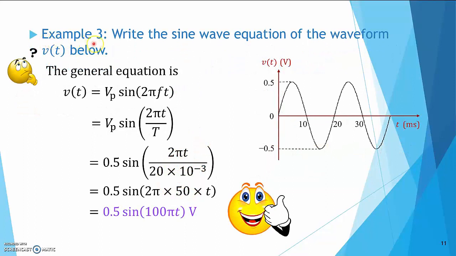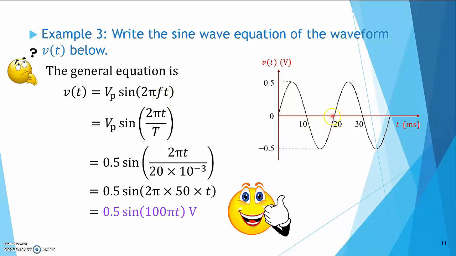In this example, you are required to write the sine wave equation for this sine wave. This is the general equation for a sine wave. You should remember it. V peak is the peak value. It can be checked from here, 0.5 volt. Frequency is not directly given in the figure, but frequency is equal to 1 over period.